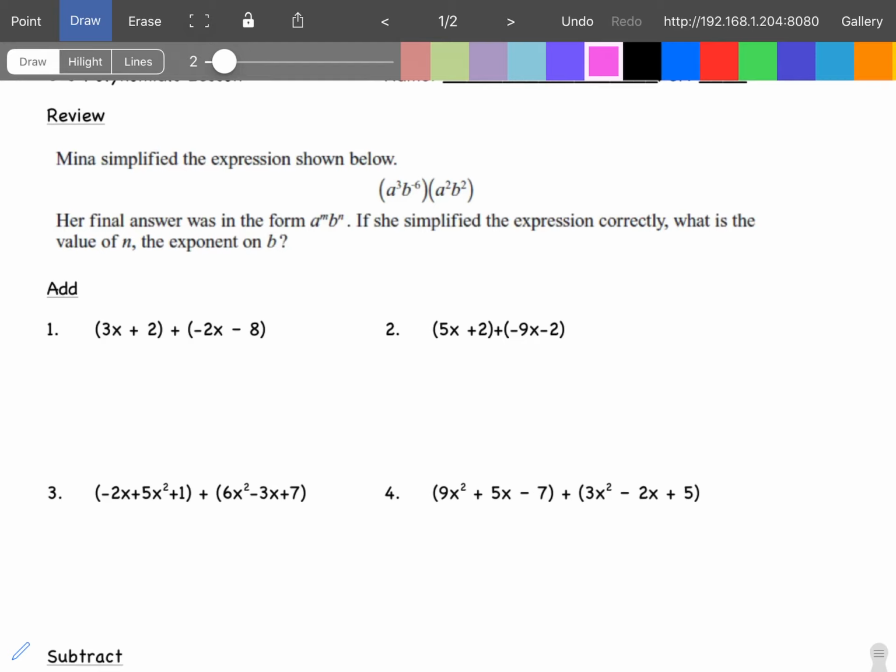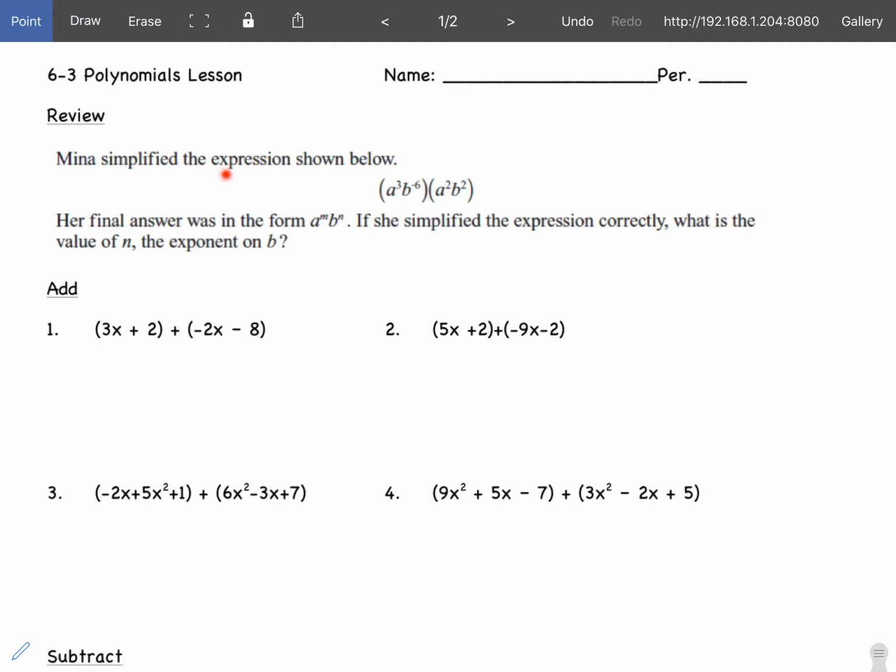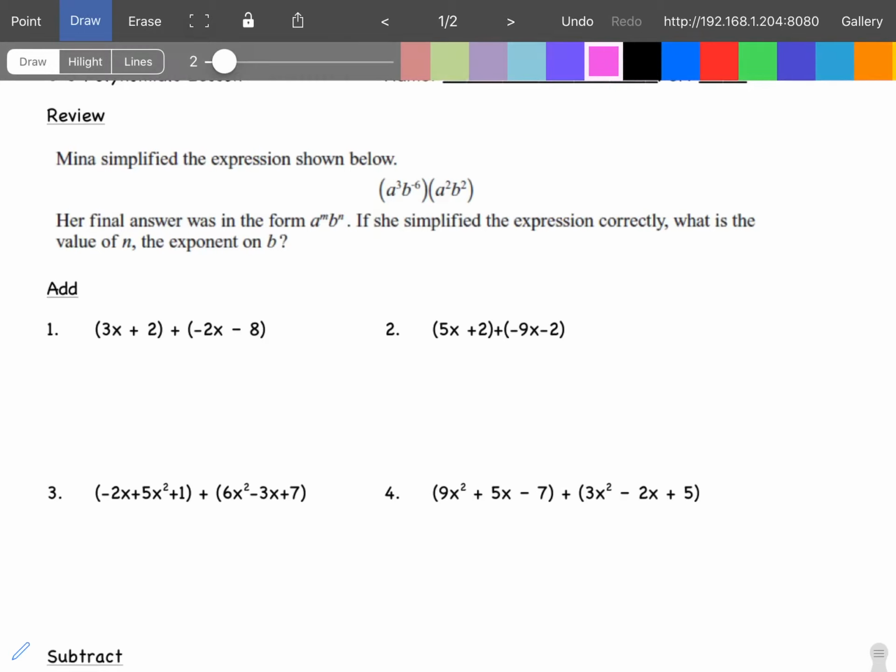Let's look at this first review problem. Mina simplified the expression shown below. Her final answer was in the form a to the power of m, b to the power of n. If she simplified the expression correctly, what is the value of n, the exponent on b?